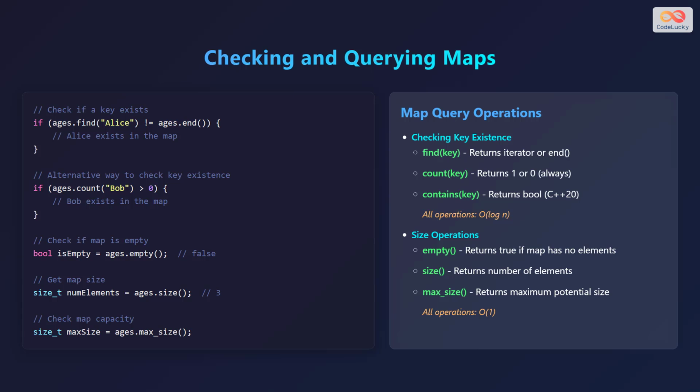Map query operations include checking key existence and size operations. Checking key existence can be done by calling find, count, or contains. The find function returns an iterator or end. The count function returns 1 or 0, and the contains function in C++20 returns a boolean. All these operations have O(log n) complexity. Size operations include empty, size, and max size. All operations are O(1).